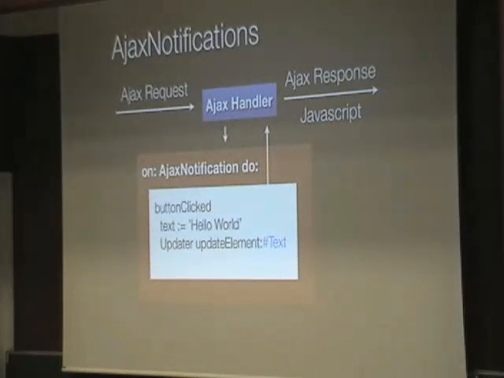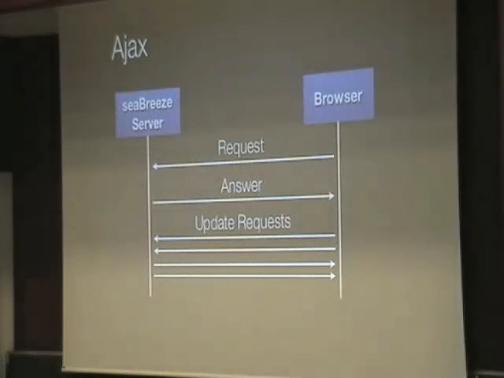This works because these Ajax objects are notifications. When the Ajax request comes in, there's a handler that handles these notifications and writes JavaScript back to the stream. Then the browser gets this answer, executes all the updated JavaScript that came back from the server, and displays it on the browser.